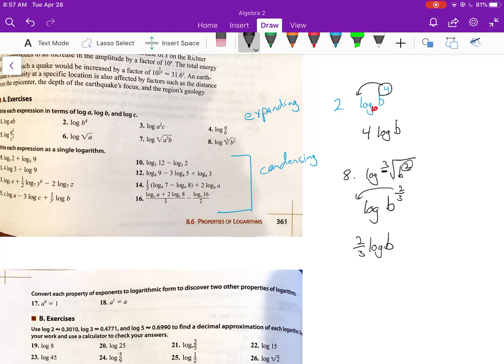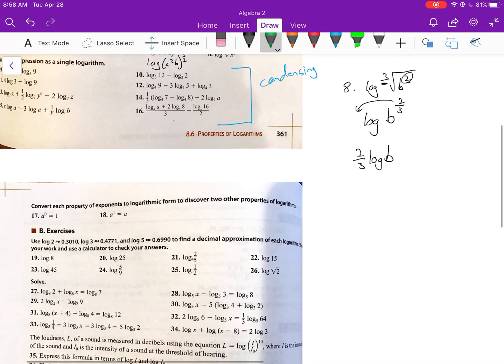Number 7 has a few different things that you're going to do to it. You want to change it to the 1/2 power, but then you can also do some things with that. So you can use your exponent rule here. So this would be a to the 3/2, b to the 1/2, and then you can use your product rule.